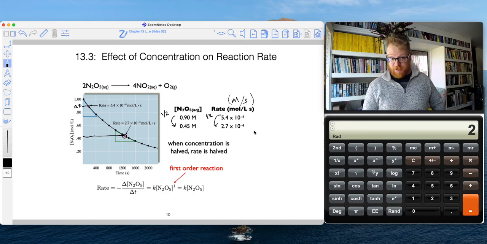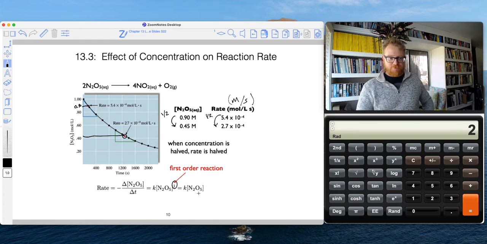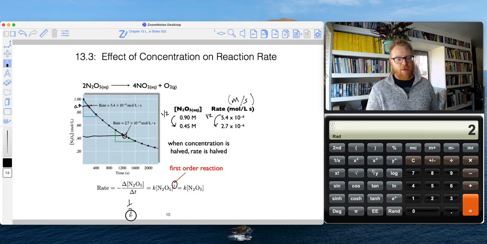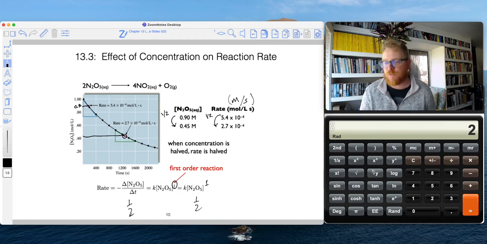But here's what's important to note here. Because in this data we saw that when the concentration was halved, the rate was halved, it has to be what we call a first order reaction. So in other words, that reaction order has to be a 1, because if you look at the way this equation goes, here we have the rate of N2O5 equals k times N2O5. We notice when the rate goes down by half, the concentration went down by half. So that means that had to have been raised to the first power, okay?